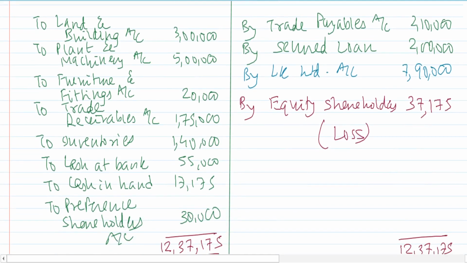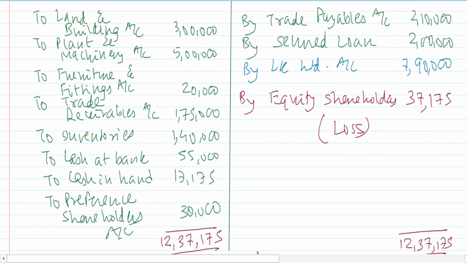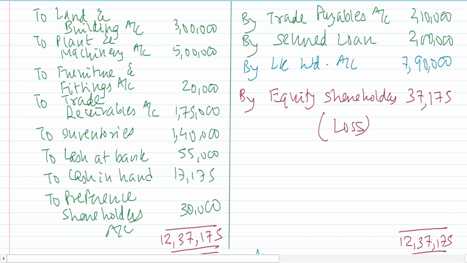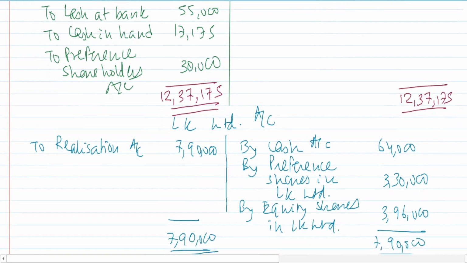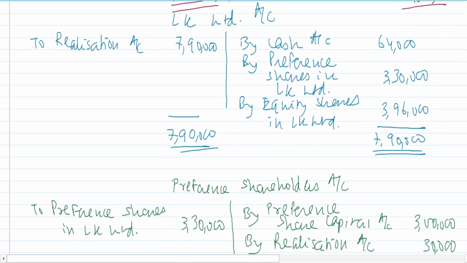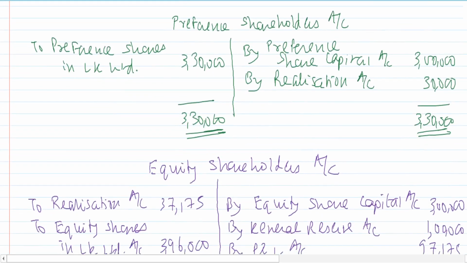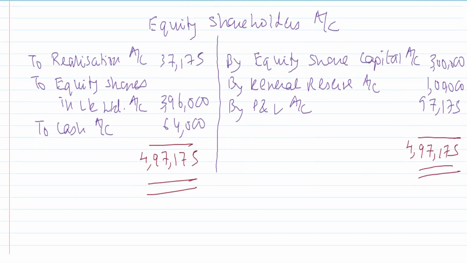Realization account. Anything left in the realization account? Pause the video here. This will give you a good view of the realization. LK Limited. Pause here if that is pending. Preference shareholders. Pause the video here. And of course, equity shareholders. Pause the video here. That will complete your solution.